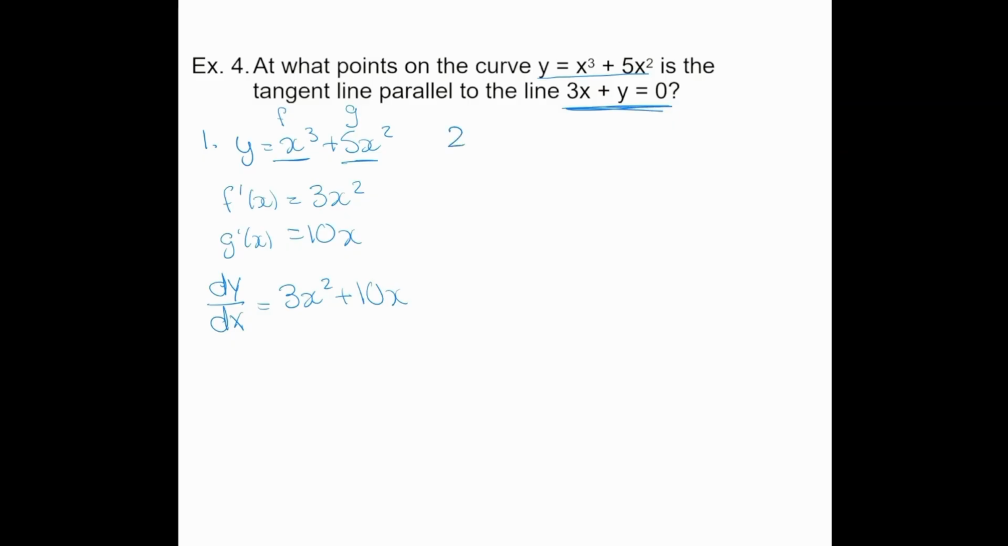Okay, so now that we've got that, we need to know what slope we're aiming for. To figure out what slope we're aiming for, we have to find out what the slope of this line is. So if I have 3x plus y equals 0, I need to rearrange this into slope-intercept form.